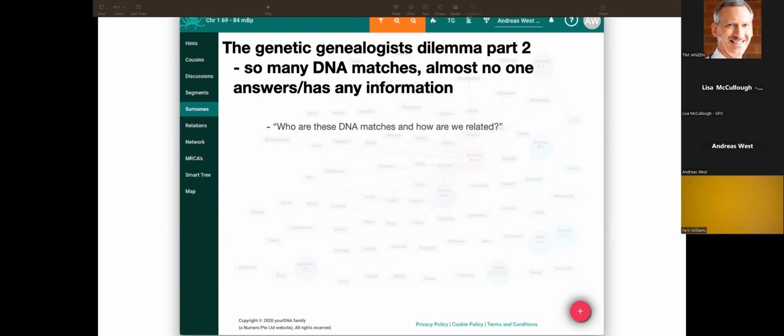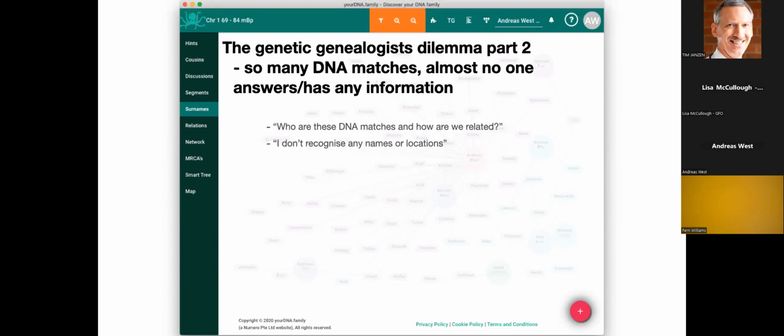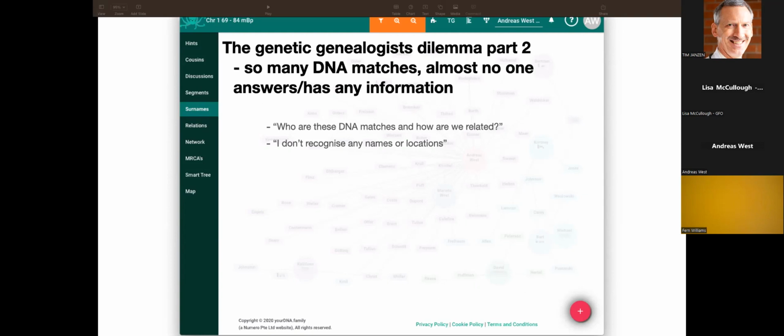Comments that I've heard over the last couple of years on this are like, who are these DNA matches and how are we related, right? Or they say, I don't recognize your name. I have no idea how we're related. Or locations as well, right? They may say, oh, I didn't even know I have some German ancestors, because mostly, if over 80% of my ancestors are from Germany, it's very easy to say that the likelihood is very high that our common ancestor is German.